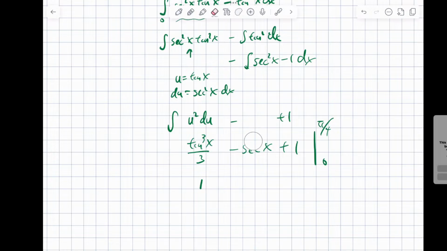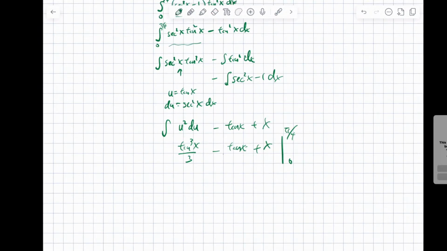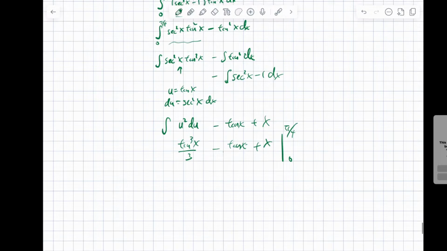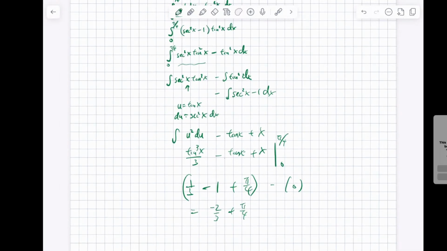So what's the integration of tangent? So all I gotta do is plug in. So it's 1/3 minus 1 plus pi over 4 minus 0. So that's it. That's equal to negative 2/3 plus pi over 4. It's all something you know how to do.